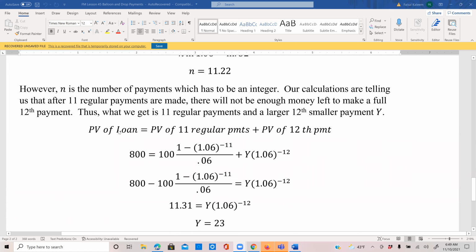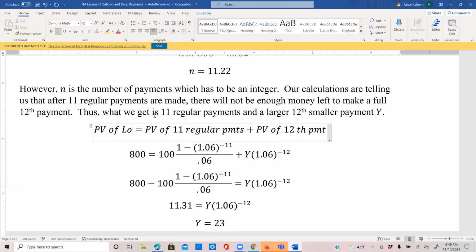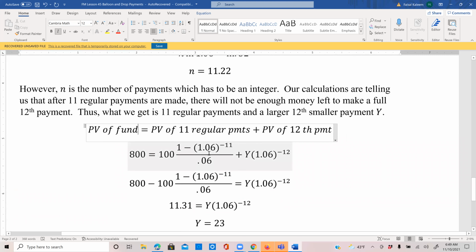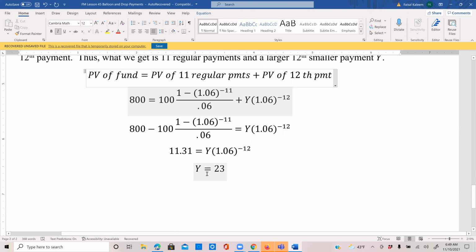So we set up again the same equation: present value of loan equals present value, well, not loan in this case, present value of fund equals present value of the 11 regular payments this time plus present value of the 12th payment. So we have the annuity formula for 11 payments and the 12th payment is sitting at time 12. So you bring it back through a factor of 1.06 to the negative 12. And in this case, we end up getting y equals 23. So as we expect, this is a smaller payment than the regular ones of 100. So this is the drop payment in this case.